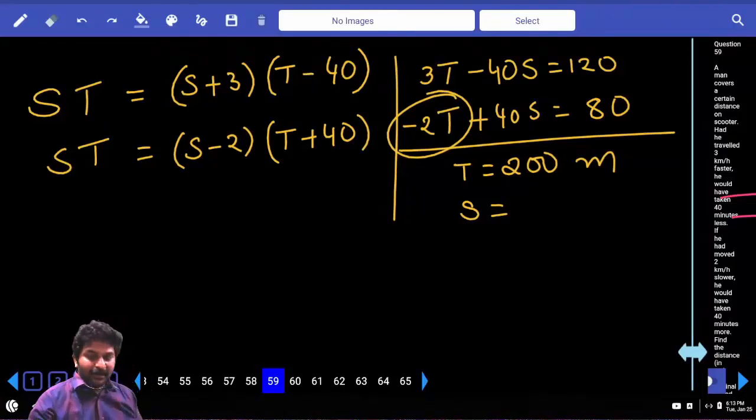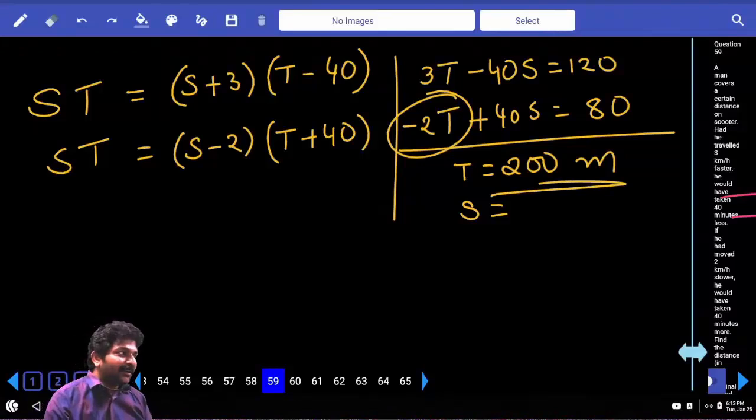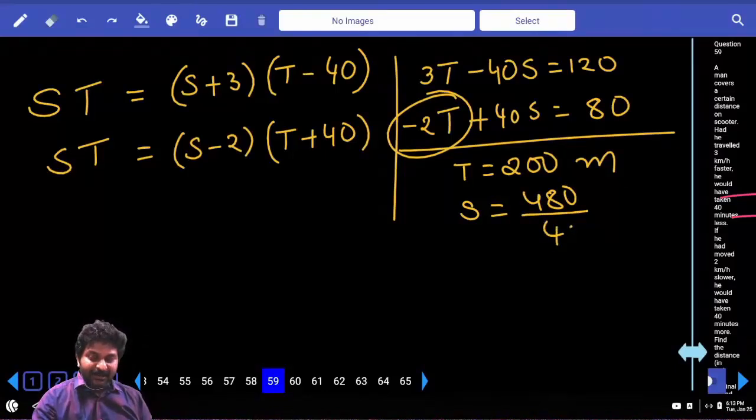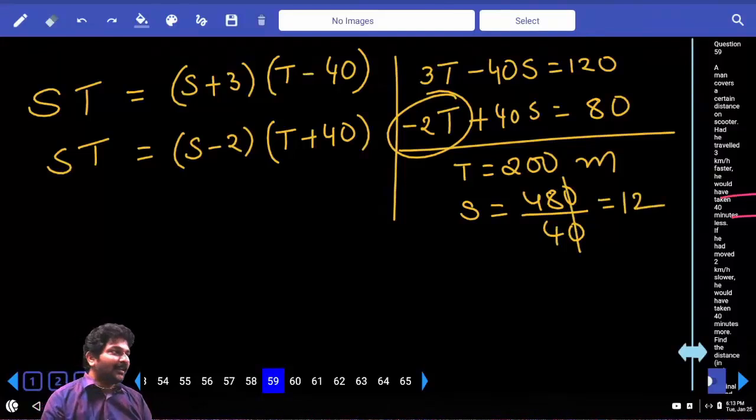2t is equal to 400 plus 80, that is 480, which is equal to 40s. Then s is equal to 480 divided by 40. 0 gets cancelled and s is equal to 12. Got it? Now we were asked to even calculate distance also.